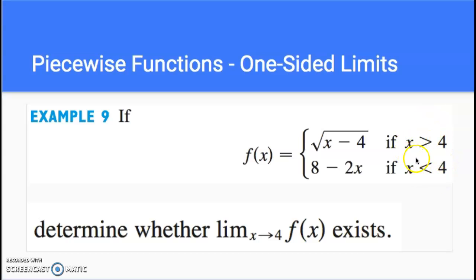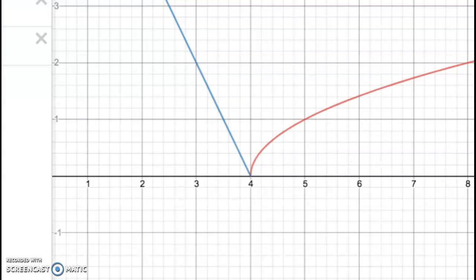So they want us to find the limit at 4, and that is where this piecewise function is split into two pieces. If we want to evaluate the left-hand limit of 4, we would look where x is less than 4 and plug in 4. So 8 minus 2 times 4 is going to give me 0. So the limit on the left side is 0. If we look at 4 on the right side, where x is greater than 4, we plug in 4 to this piece, and we get square root of 4 minus 4, which is also 0. So the left is 0, the right is 0, so the overall limit must be 0.